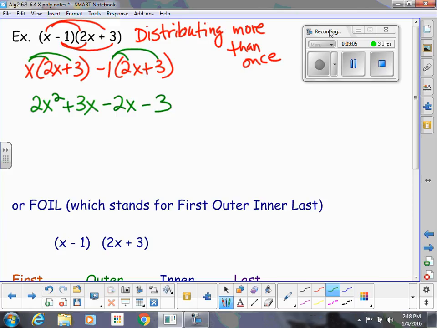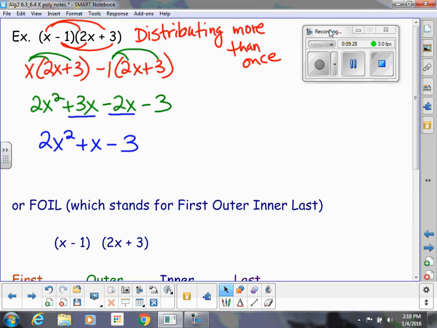So that's the multiplication part of it. Now remember, after you've done any kind of distributing, you have to look for like terms if there are any, and here we do have like terms. So I need to combine those. I'm going to bring the 2x squared down, and 3x minus 2x will be 1x, and then bring down the -3. So that's one way.